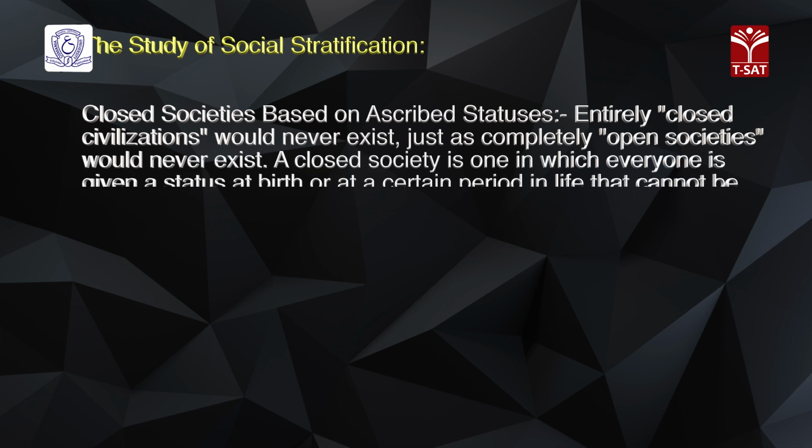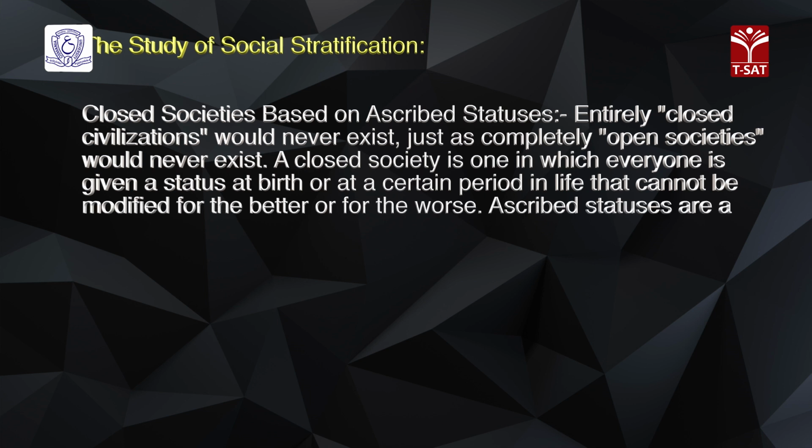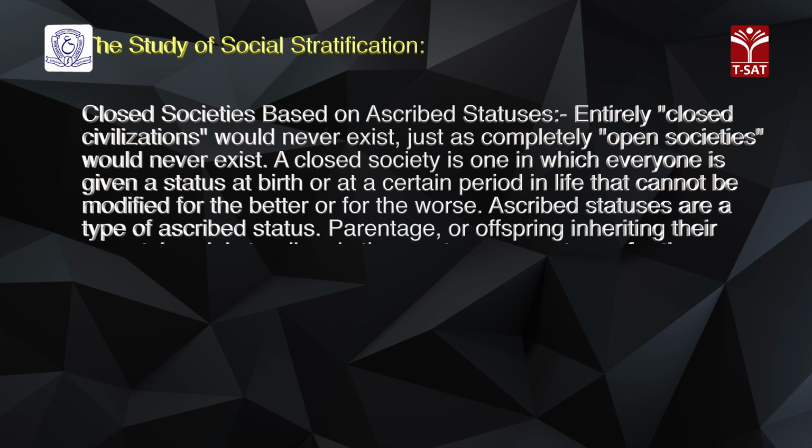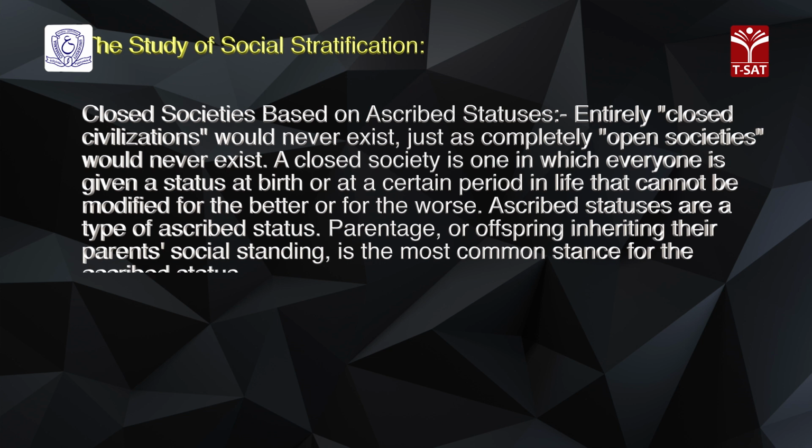A closed society is one in which everyone is given a status at birth or at a given period of time in life that cannot be modified for the better or for the worse. Parentage, or offspring inheriting their parents' social standing, is the most common basis for ascribed status. However, different elements like human characteristics, political and economic conditions and so on may impact such statuses from time to time. In a completely closed society, no individual deed, no exceptional merit and no well-known wrongdoing could change one's assigned status.